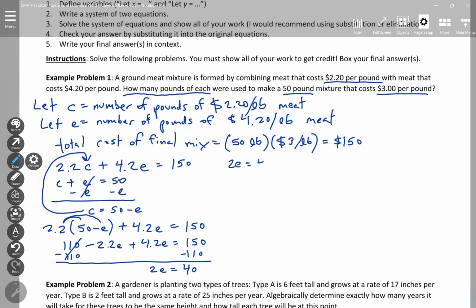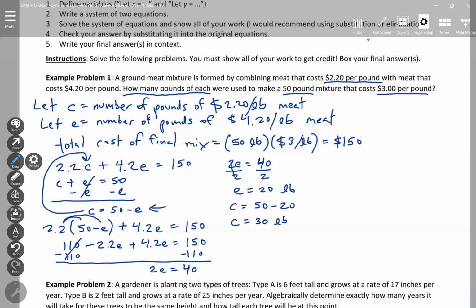2e equals 40. And here we could divide both sides by 2 to get E on its own, and we get E is equal to 20 pounds. So that's the weight of the more expensive meat. And then we could use this equation right here to solve for C. So we have C is equal to 50 minus 20, and 50 minus 20 is just 30. So we have 30 pounds of the cheaper meat and 20 pounds of the more expensive meat.